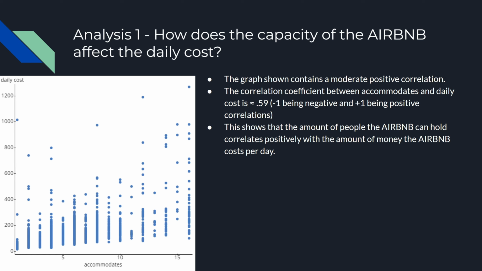For our first analysis, we did how the capacity of the Airbnb affects the daily cost. The graph on the left contains a moderate positive correlation between the capacity of the Airbnb, which is the amount of people that can stay in it, and the cost of the listing, on a scale of -1 to +1, -1 being a negative correlation and +1 being a positive correlation. The correlation is 0.59 for this one, which means there is a positive correlation between the amount of people that can stay at the Airbnb and a higher cost.